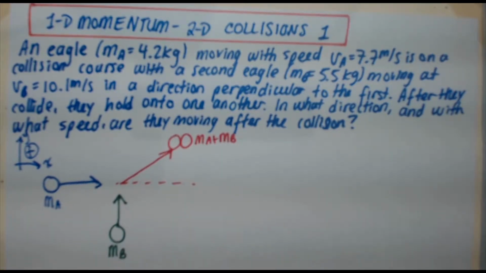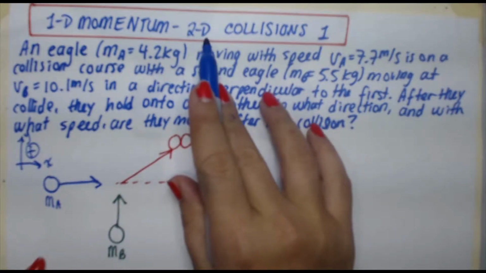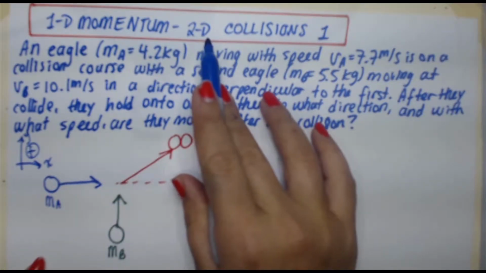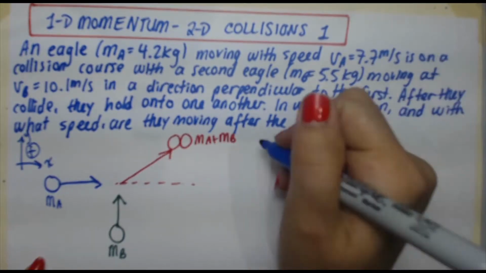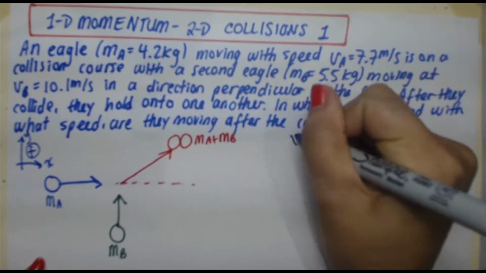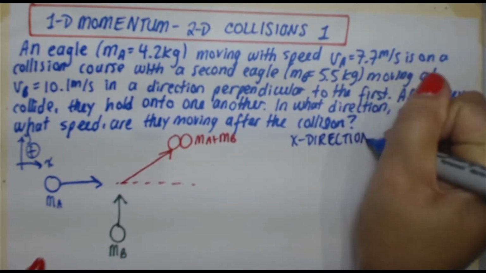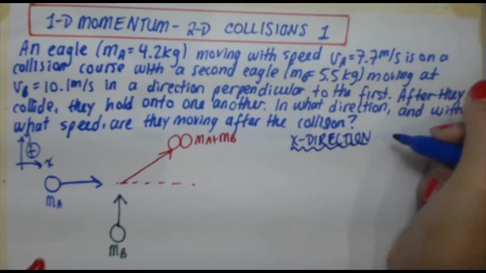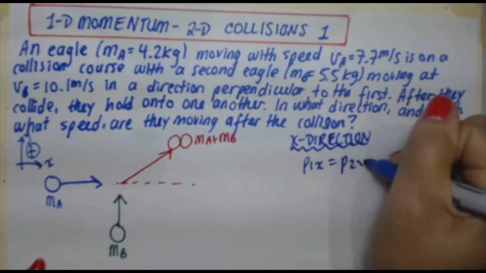Now, the way you solve these two-dimensional collision problems is by conservation of momentum, just like we did in the previous videos, except because it's two-dimensional, we don't just do P1 equals P2, we do this in the X direction and in the Y. So we will start off with the X direction: P1X equals P2X, and we're going to do the same thing with the Y.